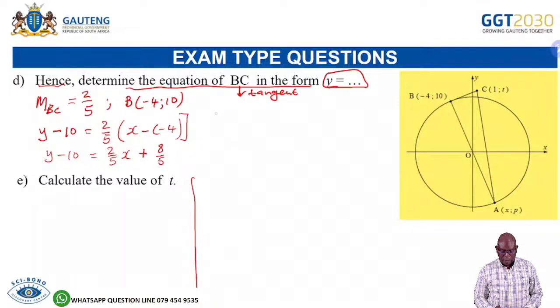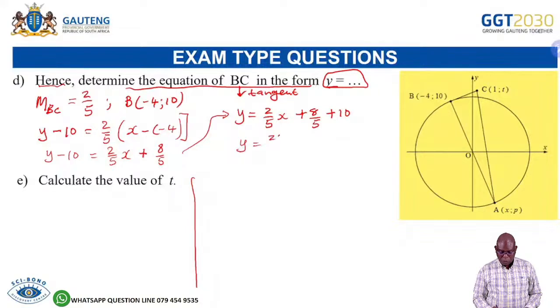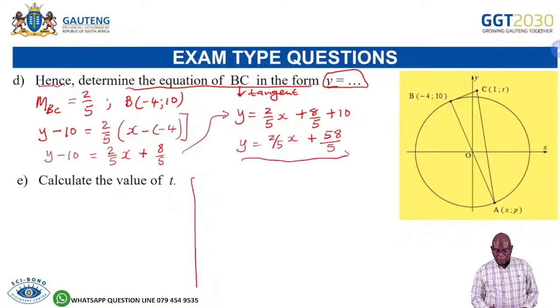Then from there, I'm now going to get y equals to 2 over 5x, because now I know the gradient of BC, 2 over 5x plus 8 over 5, then plus 10. So if I check this, it will be 2 over 5x, 10 times 5, it's 50, plus 8, it's 58 over 5. All right, that is how I can get that question.